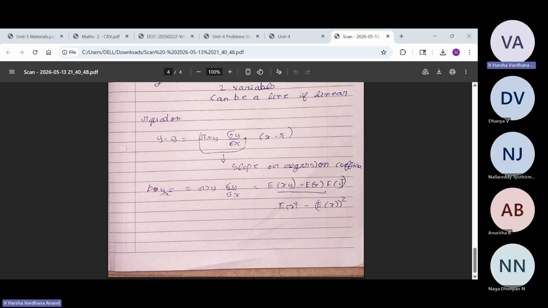And here it's the expectation value of xy minus E of x, E of y, over E of x square minus E of x the whole square. This is for dy by dx. If we replace x here, y will go here, and it will become E of y square minus E of y the whole square.